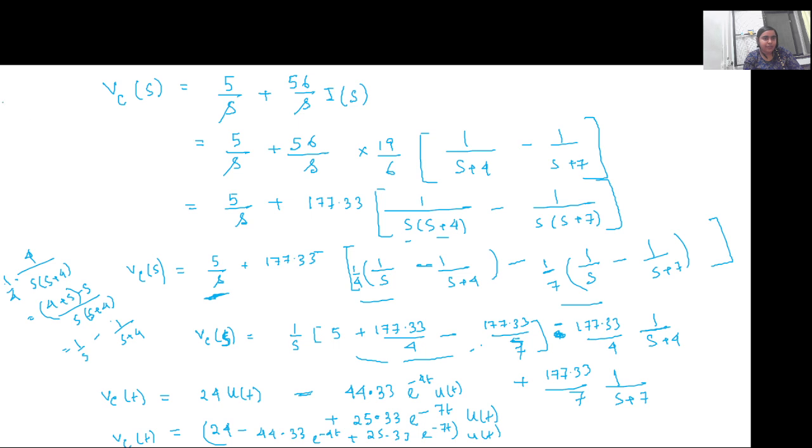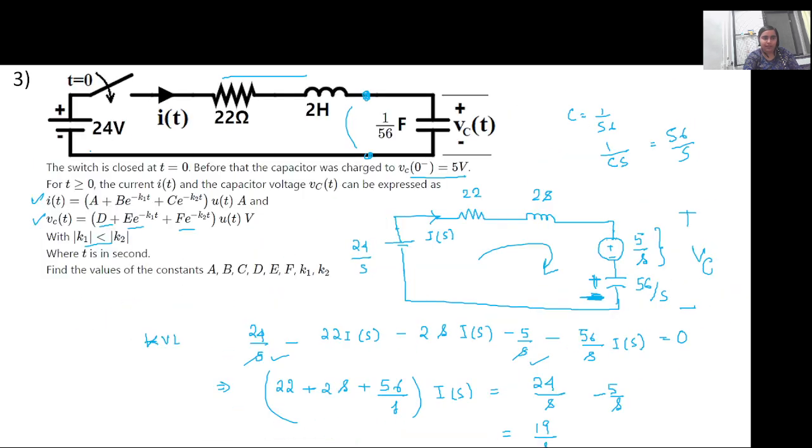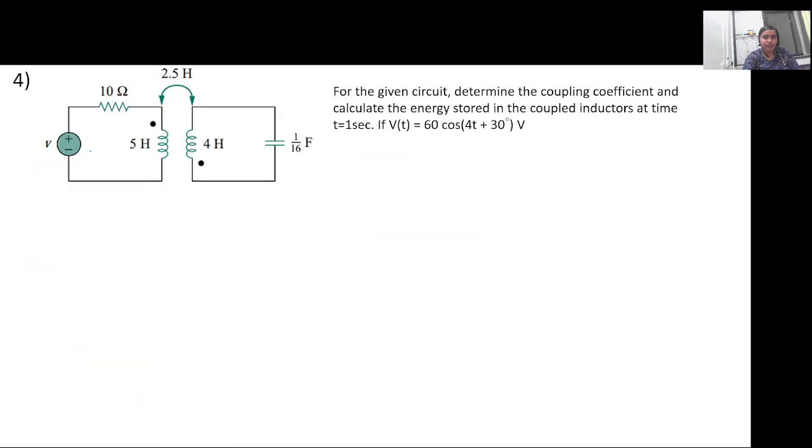So we have the answers, D, E and F. D is the constant value, which is 24. E is the coefficient of e to the power minus 4t, which is minus 44.33, and F is 25.33. So this is pretty much it. Is it clear to everyone?